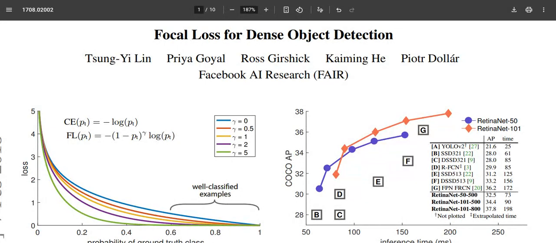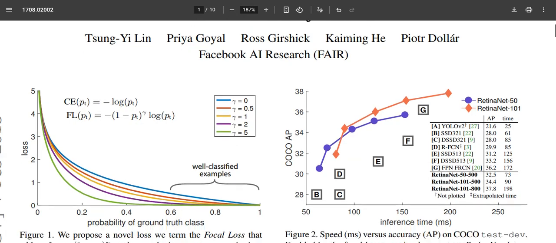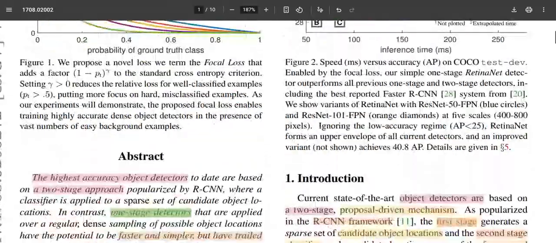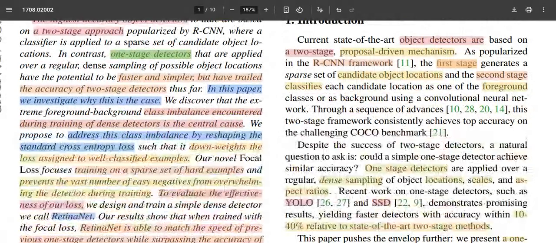Hi all. In this video, we are going to present a paper titled Focal Loss for Dense Object Detection. We all know that deep learning based object detection falls into two categories. One is the two-stage approach like RCNN, where the first stage involves generating candidate object locations, and the second stage involves classifying the object locations into the category each belongs to.